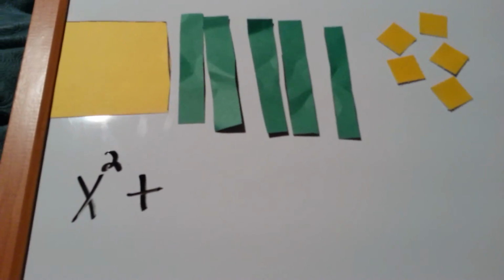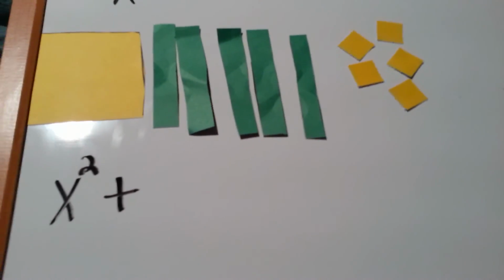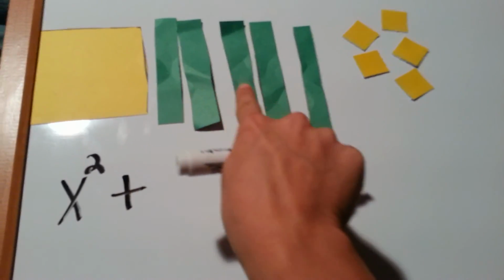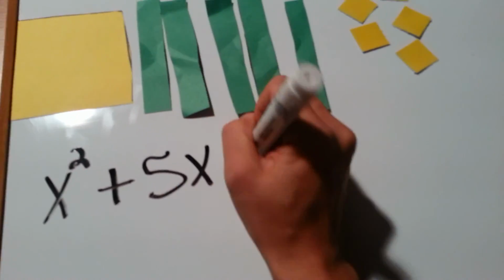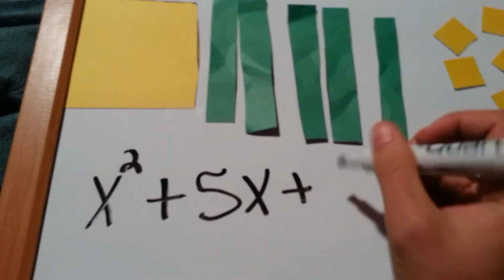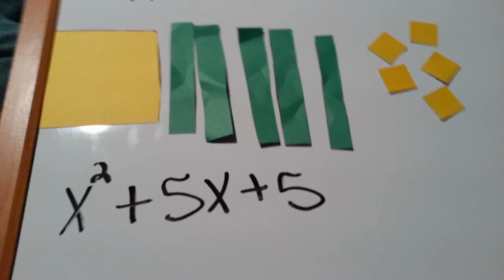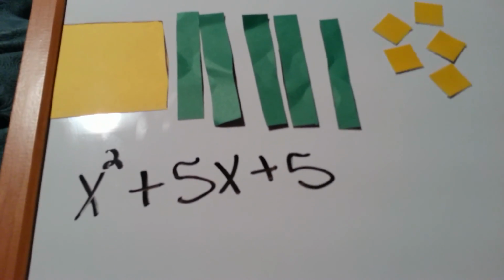plus sign. Now I'm going to count up my x values. 1, 2, 3, 4, 5. So we've got a total of 5 x's out there. And then you've got your 5 ones. So if you're just simplifying that, your answer should look like that.